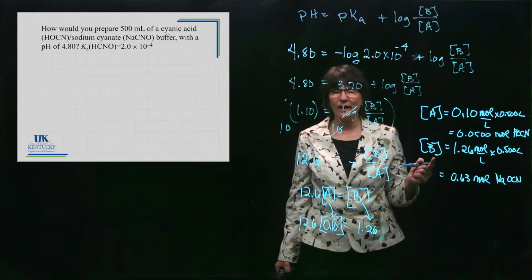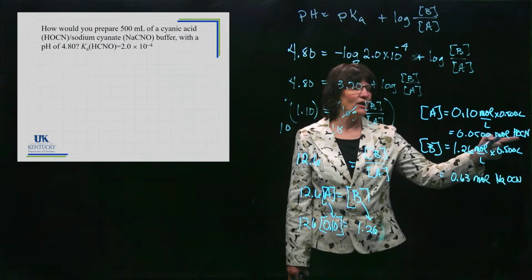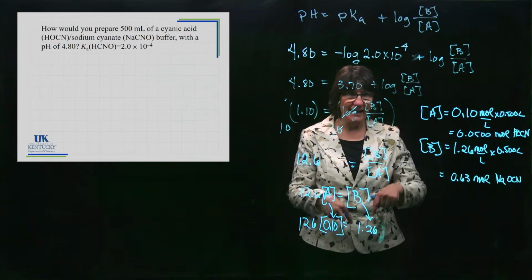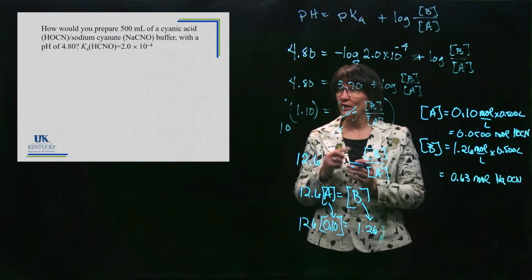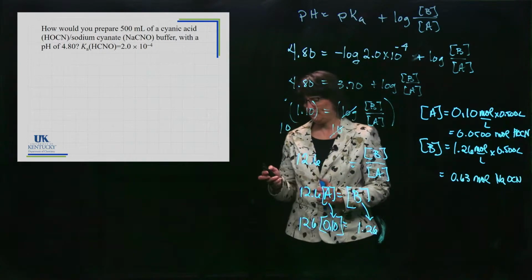What do I need to know next? Well, I'd have to figure out how many grams this is. I haven't done that. If I weighed out a certain number of grams of this and a certain number of grams of this and added them to my flask and diluted it to 500 milliliters, I know that I would have a buffer with that pH.